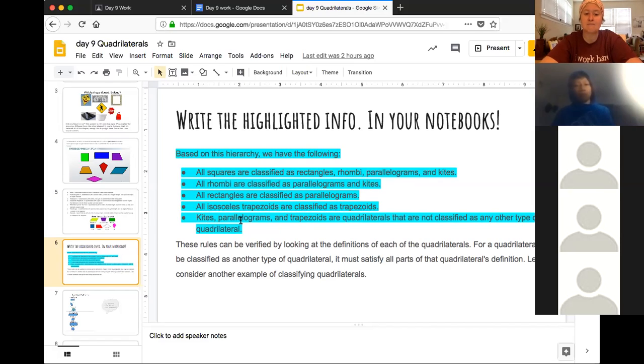And then kites, parallelograms, and trapezoids are quadrilaterals that are not classified as any other type of quadrilateral. So that means a kite, a parallelogram, and a trapezoid kind of stand alone at the top of your anchor charts, and they cannot be classified as anything else. So if it's blue, you need to write it in your notes. I'll give you a couple more minutes, and then I'm going to put you to the test.